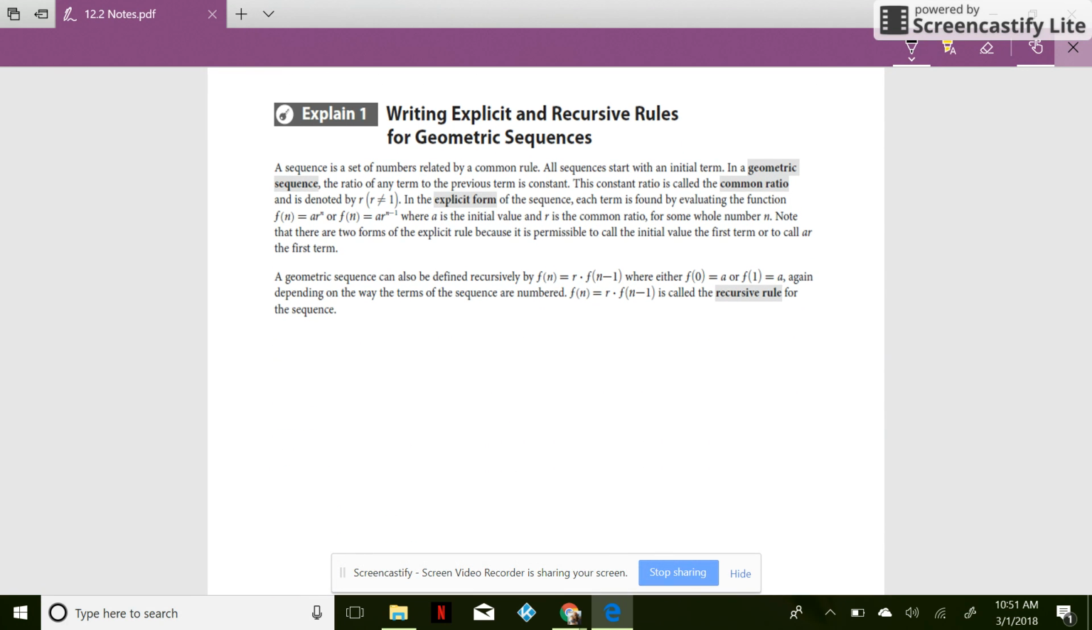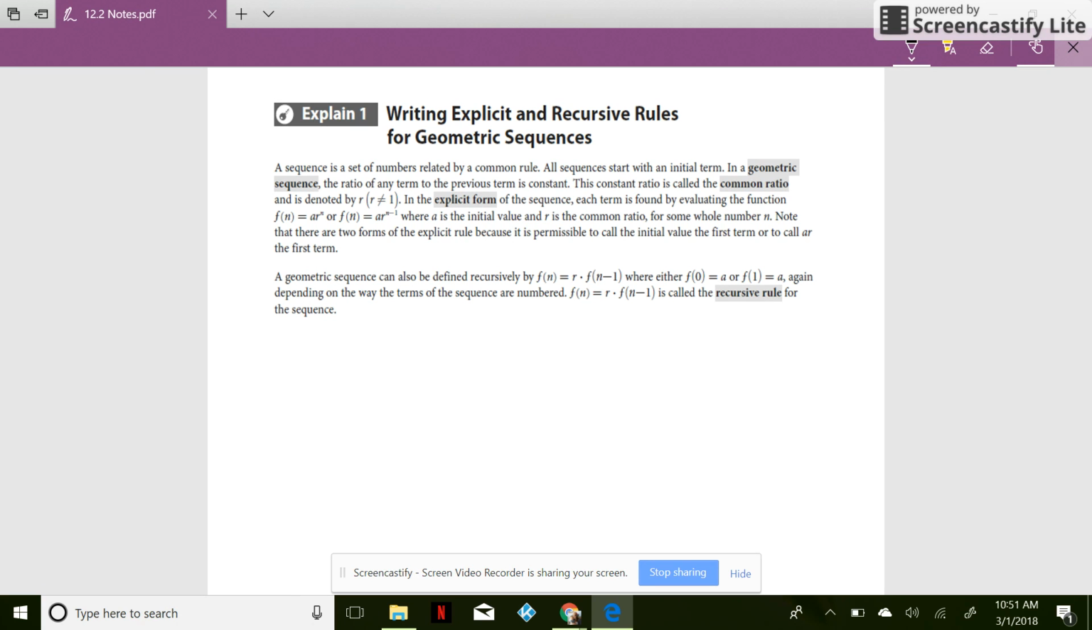So, writing explicit and recursive rules for geometric sequences. Again, a sequence is a set of numbers related by a common rule. All sequences start with an initial term. This time in a geometric sequence, the ratio of any term to the previous term is constant. So we're taking the terms and making a fraction, a ratio. The constant ratio is called the common ratio, and it's denoted by r. And r cannot be equal to 1.